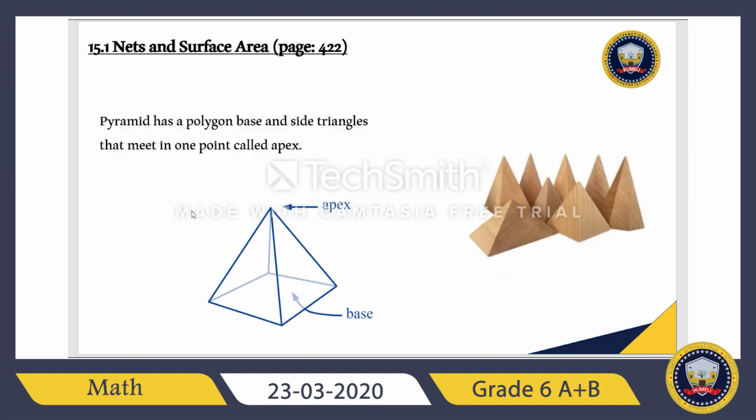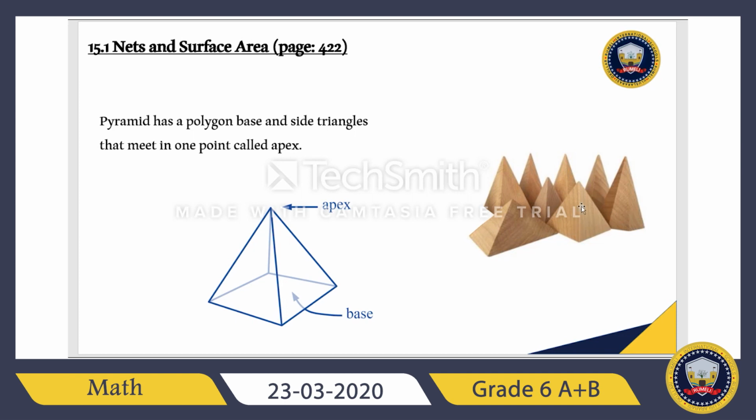Let's define a shape that is called a pyramid. The pyramid is a 3D shape. It has a base, this is the base at the bottom, that is a polygon. It could be a triangle, a rectangle, a square, or any type of quadrilateral, and it has triangle faces around it on the sides. These faces meet in one point that we call the apex.